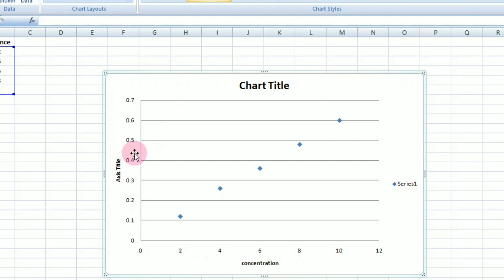The unit can be ppm, microgram per ml, or nanogram per ml, whatever, depending upon the experiment that we are performing. And then I will be adding a title on y-axis, which is the absorbance, or optical density, that I would get from the spectrophotometer. So we have added the title for y-axis and x-axis. We can also give a chart title, so I will be calling it calibration curve.